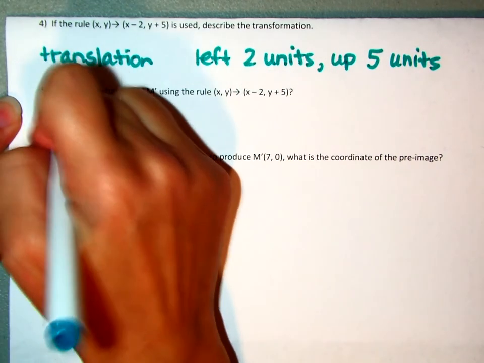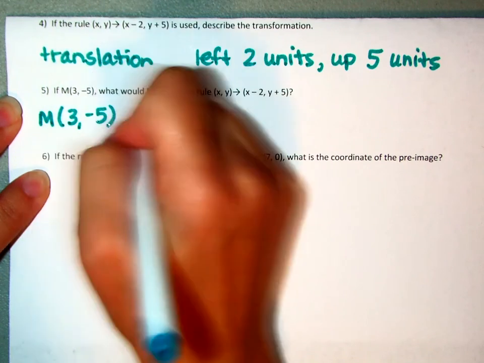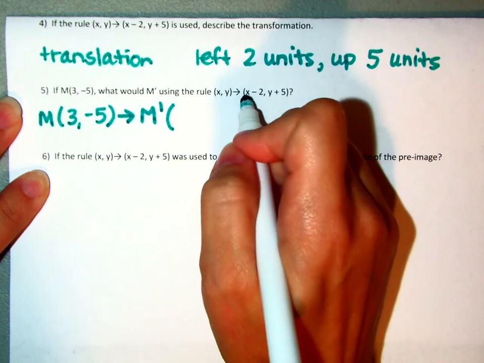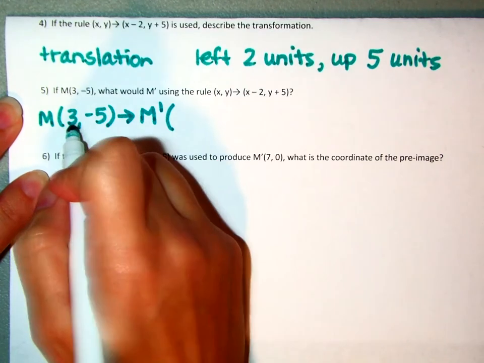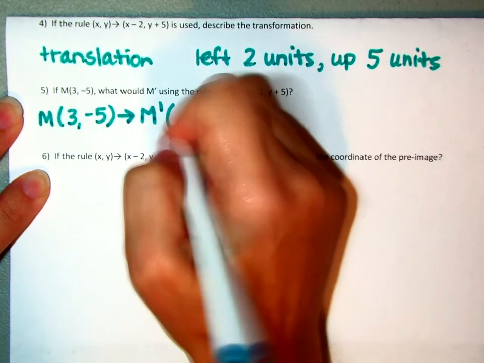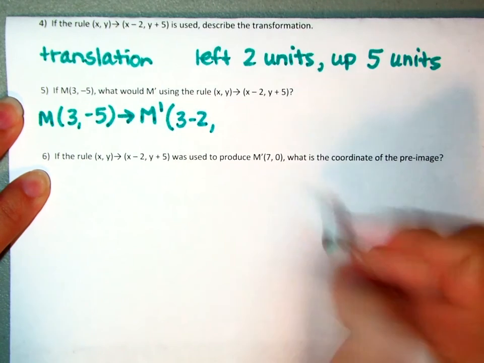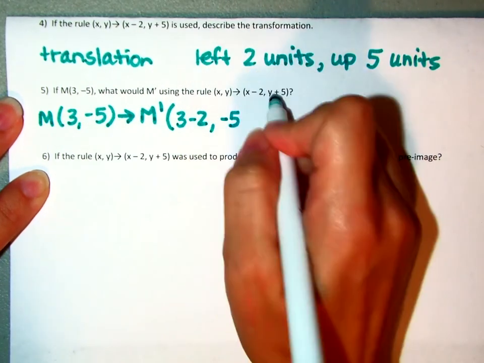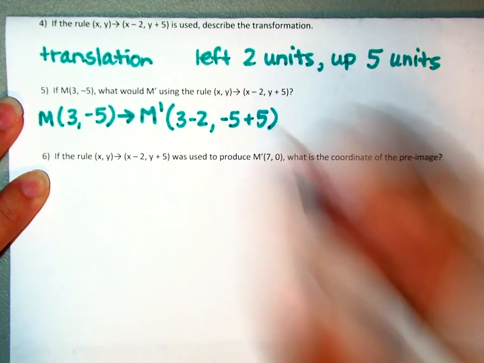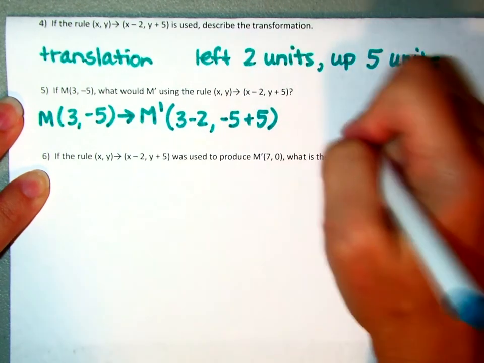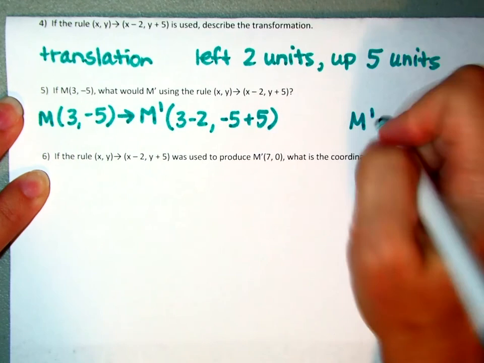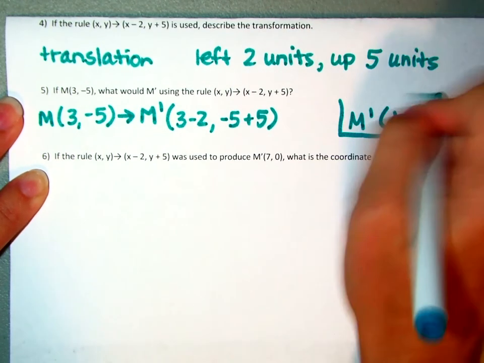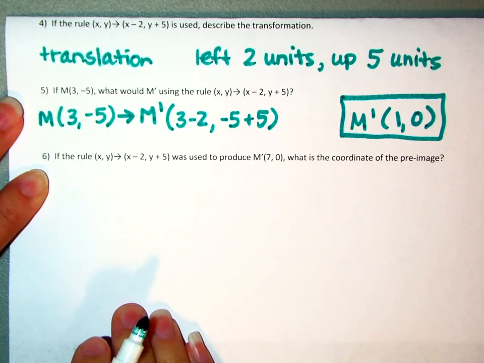We're going to take M, which is at 3, negative 5, and we're going to plug it into the rule to find M prime. To do that, we want to plug in our x. Now, x is 3 here, so the 3 is going in place of this x, so 3 minus that 2. The y, the negative 5, y is going to be negative 5 right here. So we had that y is negative 5, and then we're supposed to add 5. So what we get as our result for M prime is 3 minus 2, which is 1, and negative 5 plus 5, which is 0. So this is going to be the ordered pair that represents M prime.